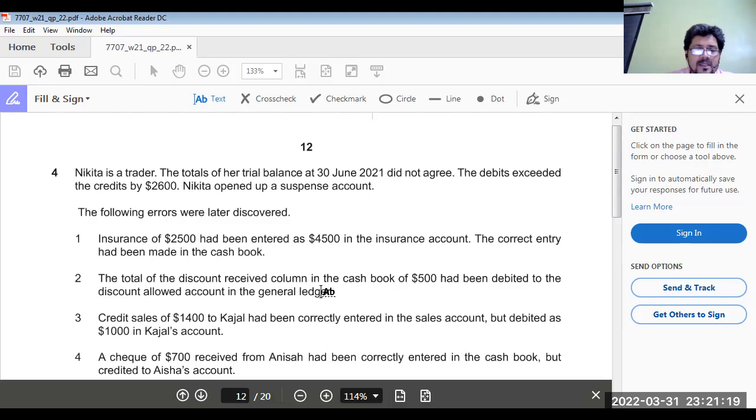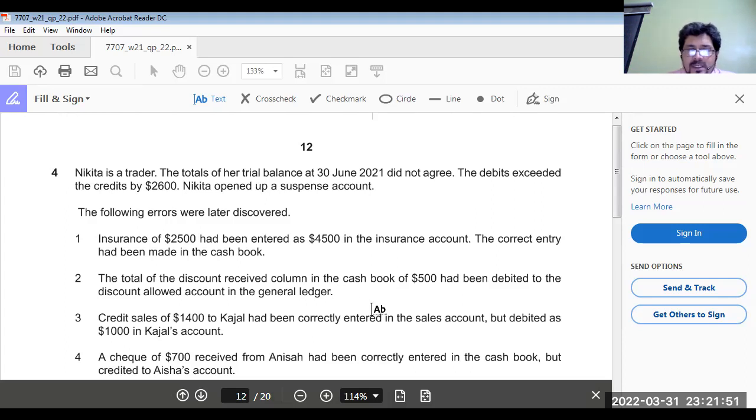Insurance of 2,500 had been entered as 4,500 in the insurance account. The correct entry had been made in the cash book. The payment from the cash book was shown correctly as 2,500, but it was entered in the insurance account as 4,500 instead of 2,500. So in that case we have to make a rectifying entry for insurance. We have to reduce the insurance expense account.